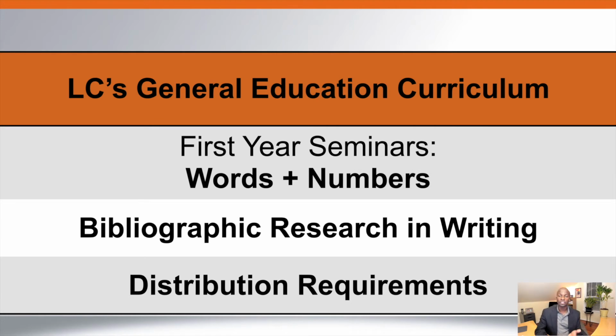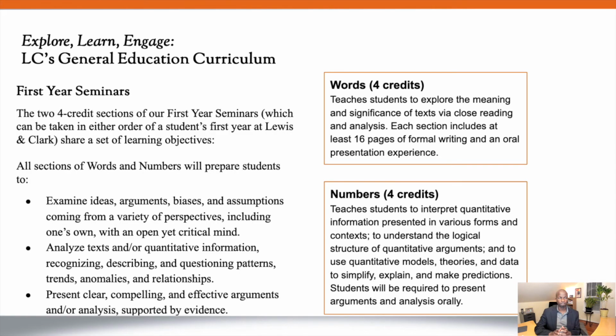Within the general education allotment of your 128 credits, the courses are distributed as follows. You have 2 first-year seminars, words and numbers. Then you will take a course in bibliographic and research writing. And finally, you will take what are known as distribution requirements. And I'll talk to you about those in just a second.